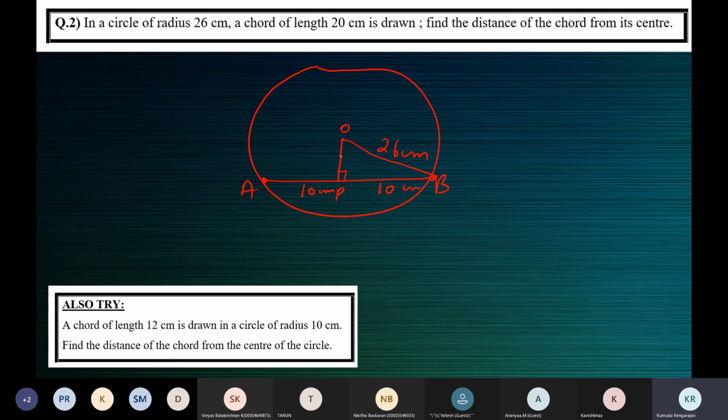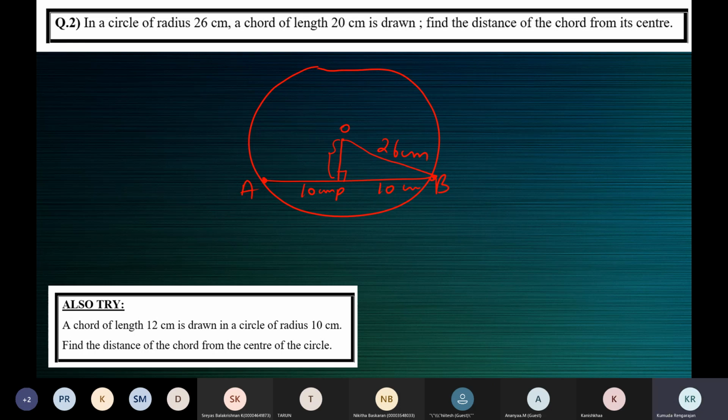Find the distance of the chord from the center. This is what we'll have to find. OP is what we have to find. So Pythagoras theorem, 676 minus 100, 576, square root of 576, 24 centimeters.